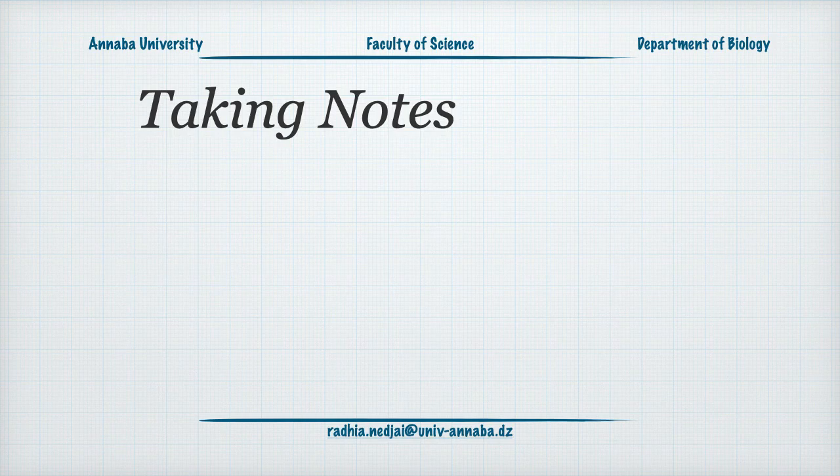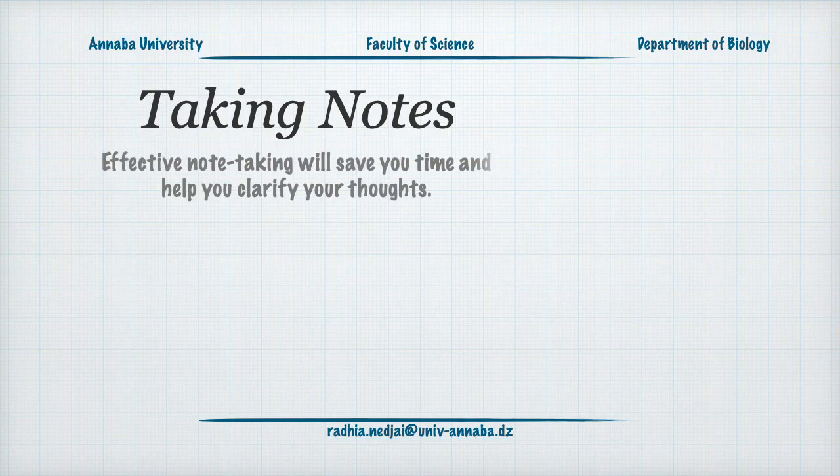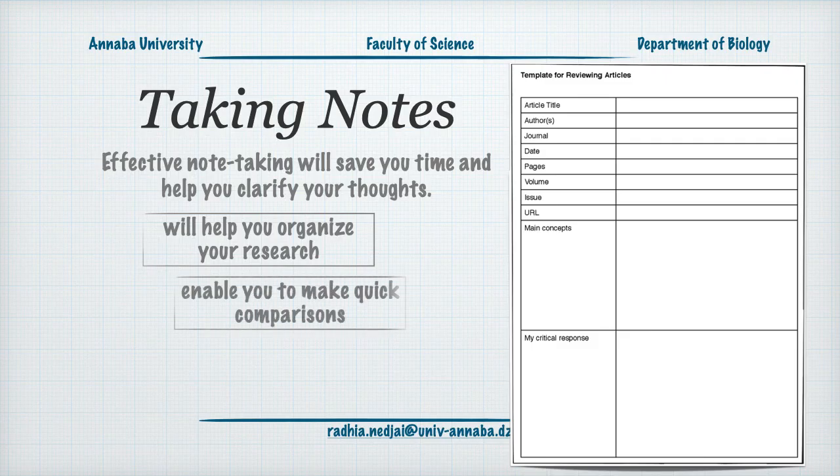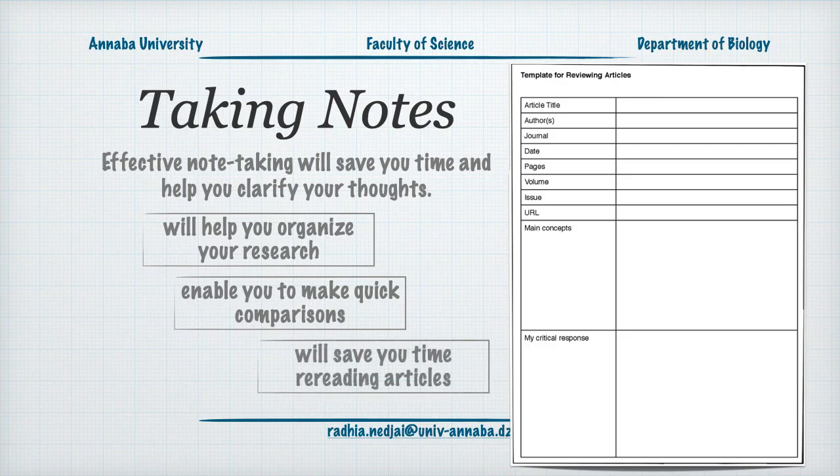Another important part of reading and comprehending a scientific article is taking notes. Effective note taking will save your time and help you clarify your thoughts. And creating a standard template for taking notes will help you to organize your research, enable you to make quick comparisons, and will save time rereading articles.